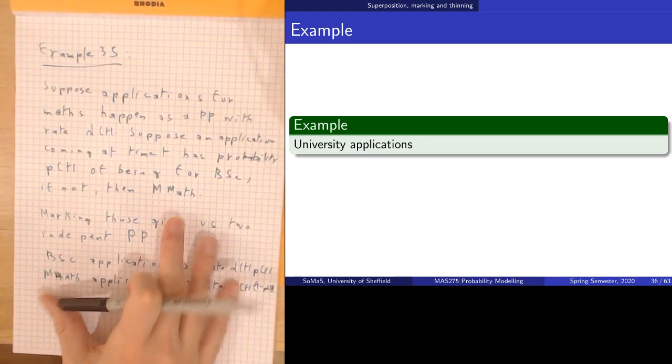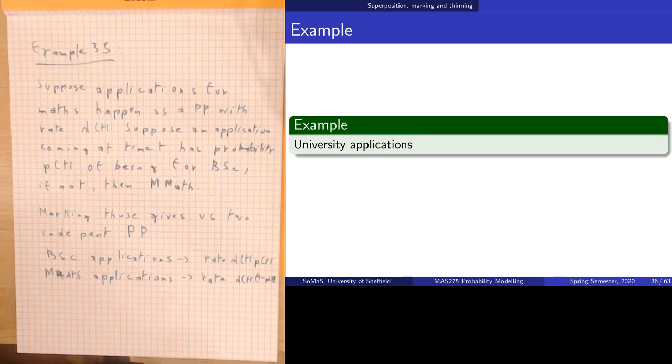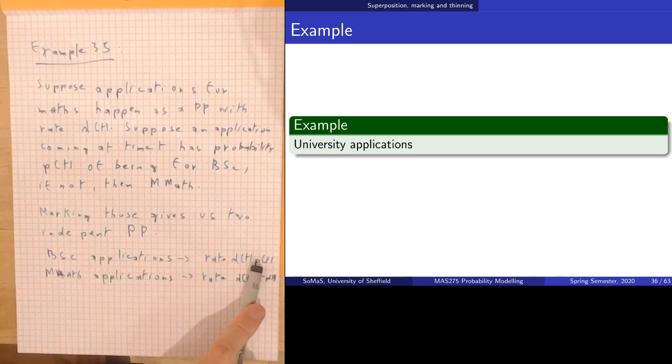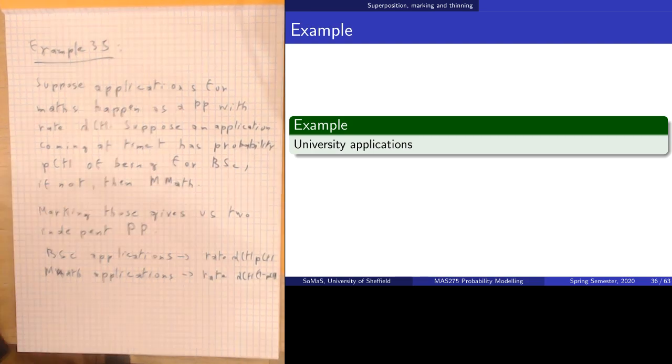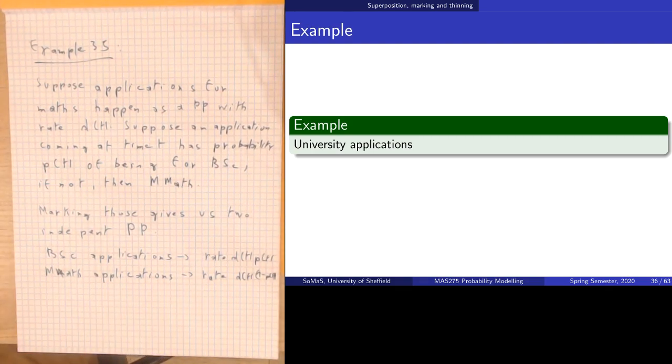Sorry, I kind of moved out of the way. So my applications come in as a Poisson process with total rate lambda of t. We split those. Each event is with probability p of t a BSc, with probability 1 minus p of t an MMath. And so if we split them with the marking, we get that the BSc process has rate lambda times p, and the MMath process has rate lambda times 1 minus p. And that's all there is to say about this. This is how you do your splitting.